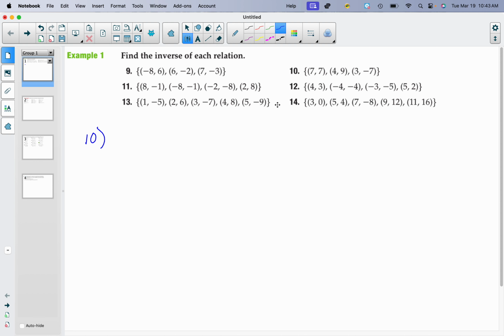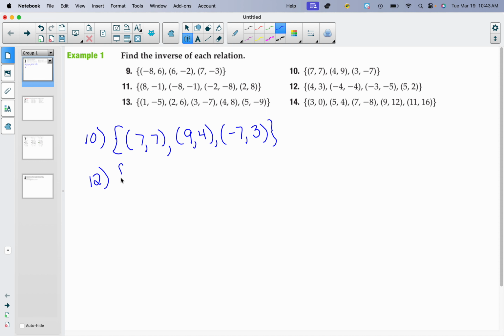On number 10, when you are asked to find the inverse, the domain and range change. So what was the x coordinate now becomes the y, and the y now becomes the x. For this one, you just have 7, 7, because when you reverse the order, it's still 7, 7. And then you would have 9, 4, and then negative 7, 3. So remember, one of the ways to find an inverse is just to swap the x and y values.